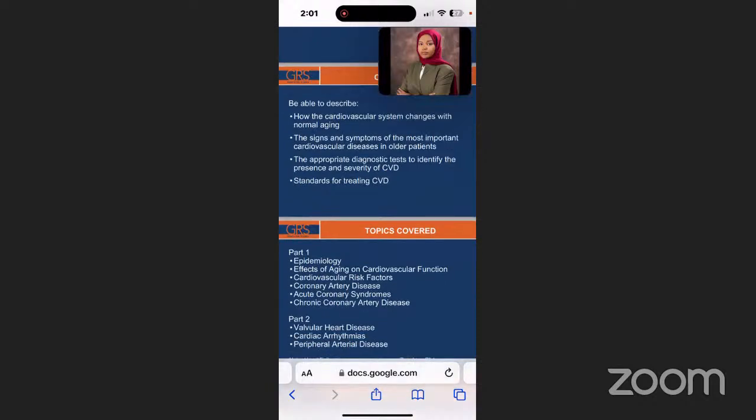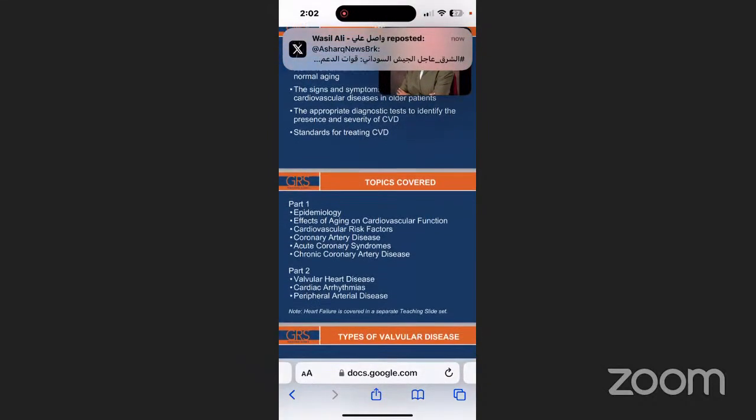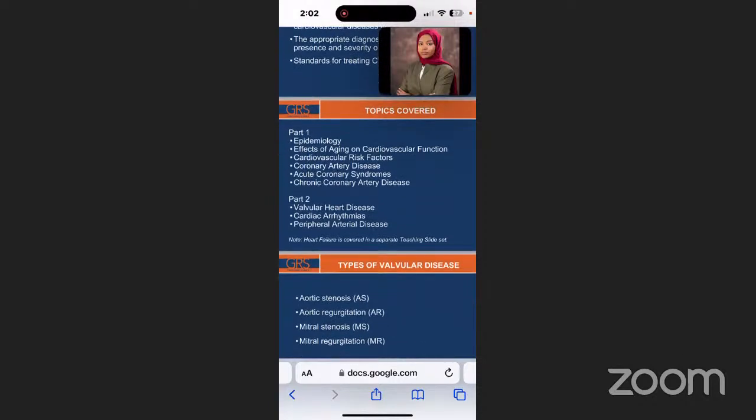The second is the signs and symptoms of the most important cardiovascular diseases in older patients. The third is the appropriate diagnostic test to identify the presence and severity of cardiovascular disease. Number four is the standard for treating cardiovascular disease.